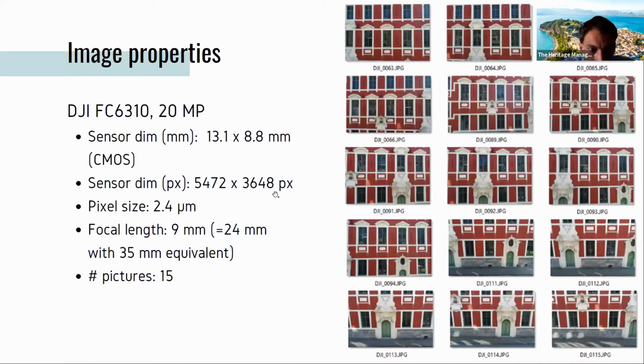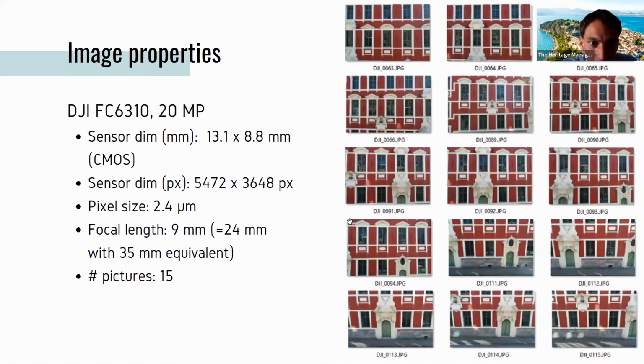So they were acquired with a DJI Phantom 4, if I'm not mistaken. I think it was the Phantom 4 Pro with a CMOS sensor. Here you see the physical sensor dimensions, the dimensions expressed in pixels, the physical pixel size, and the focal length. So the physical focal length, and the 35mm equivalent, after applying the crop factor, so the difference in diagonal, you can find the 35mm equivalent, and the number of pictures. It's not 9, it is 15 pictures.